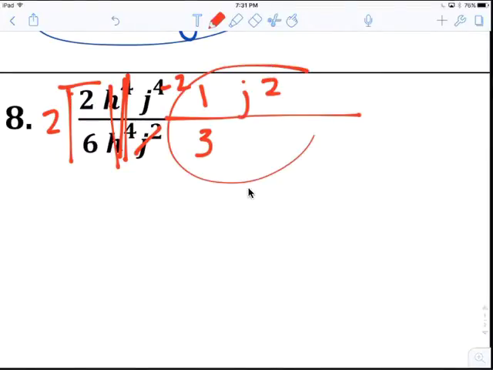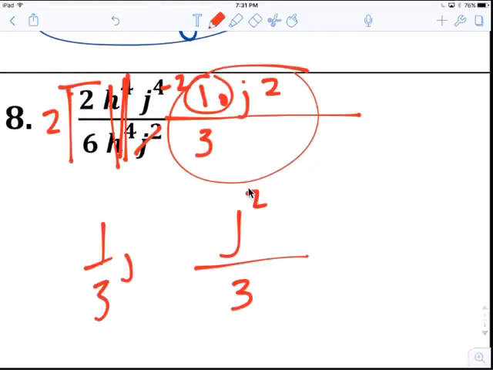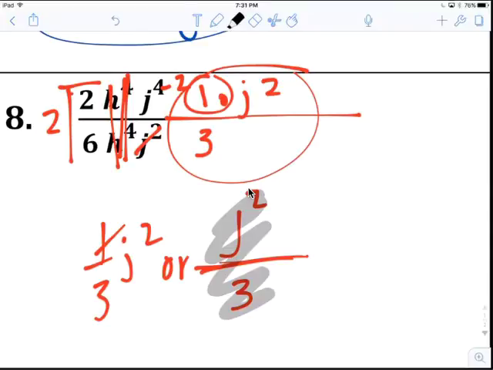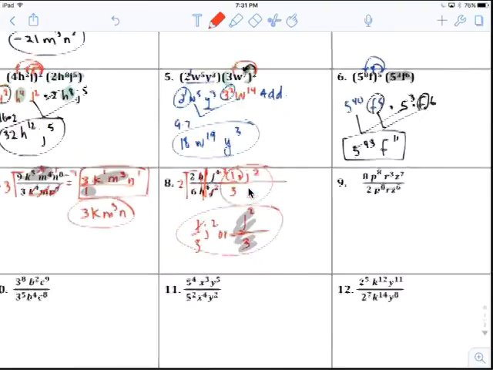And that's your answer. You don't have to write this 1. So it's j to the second and 3. Or if you write 1/3 j to the second like that. All the same thing, okay? You don't have to write this 1. If you don't, you put it like this. Right here. They're all correct answers.